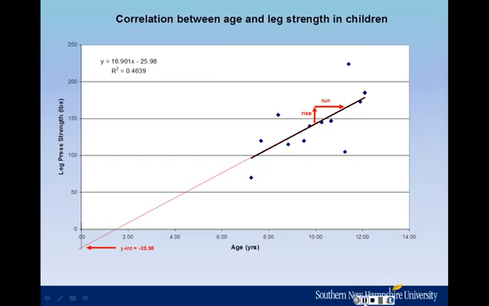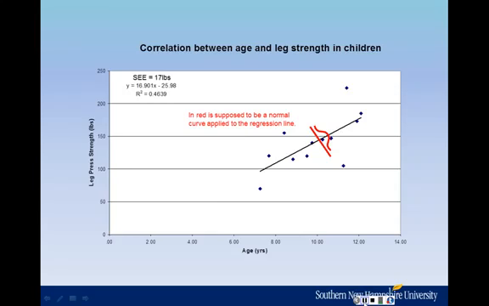So for every one increment on the x-axis, so for every 1 year increase in age, there's approximately a 16.901 increase in leg press strength. Let me say that again. For every one increment on the x-axis, age, for every one increment increase in age, there is approximately a 16.901 increase in leg press strength. That's 16.901 pounds increase in leg press strength. Okay, so that is that line of best fit.